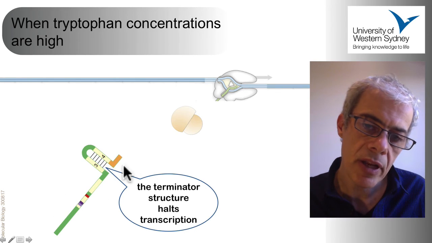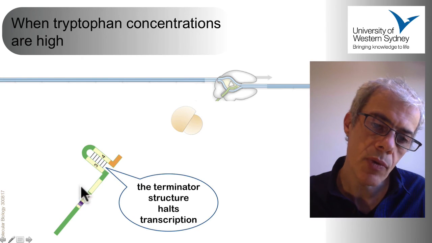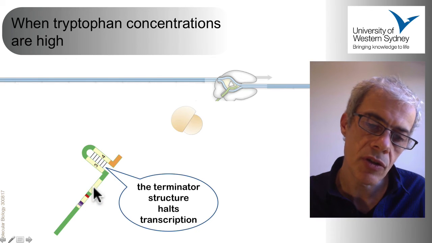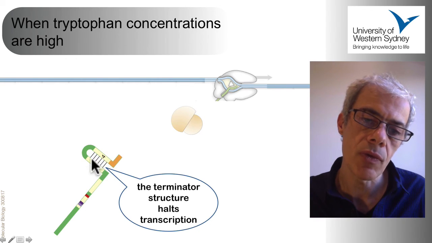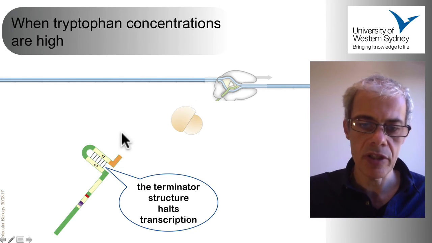So it's the availability of tryptophan that allows the ribosome to read through these trp codons and sit on region 2, and allows regions 3 and 4 to form this terminator, which is complemented by these uracil residues.